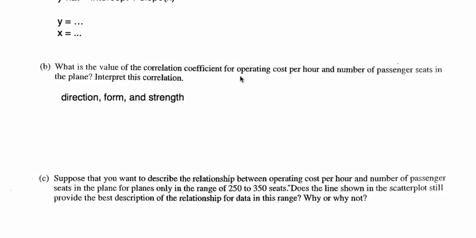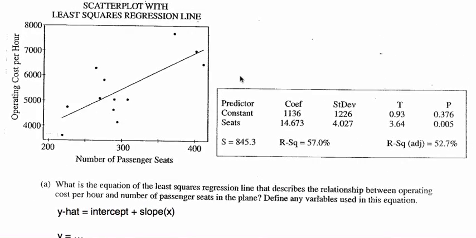The simplest way to look at this question is literally to cover up the part of the graph above 350. So you want to cover up this part of the graph and then cover up the part of the graph below 250 passenger seats. So cover up this portion of the graph here. We're only looking at this section of the graph right there. So if you believe that the linear model that is already plotted is no longer appropriate, you should be able to explain why.